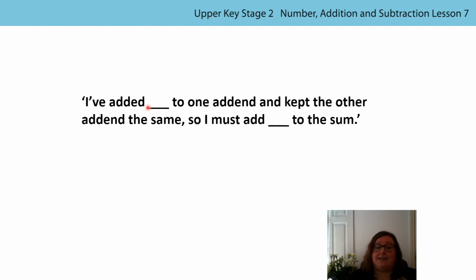So if you've added 9 to one addend and kept the other addend the same, you will add 9 to the sum. If you've added 1,000 to one addend and kept the other addend the same, you will add 1,000 to the sum, and so on. If you want to have a bit more of a practice with the stem sentence, then you can replace these values with values of your own.